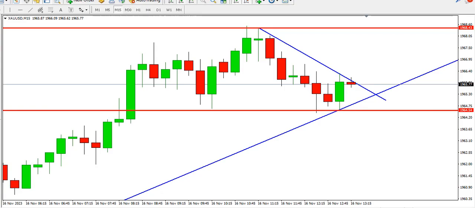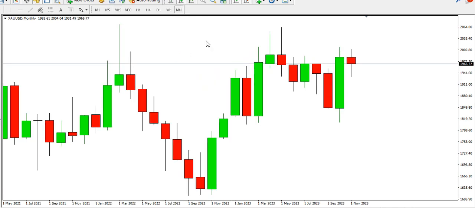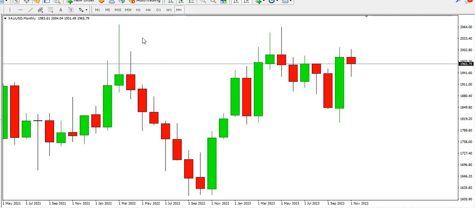Okay, so let's take a look. Let's start from the monthly time frame. Looking at the text, it says identify price liquidity zones. Check for areas on the chart where price has formed pin bars. Okay, what are pin bars? This is a pin bar. This candlestick is a pin bar where it has a small body but a long wick. Okay, that's a pin bar.